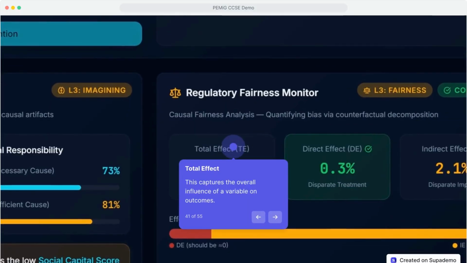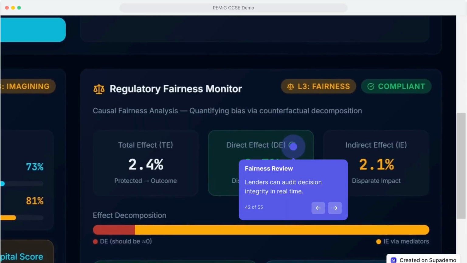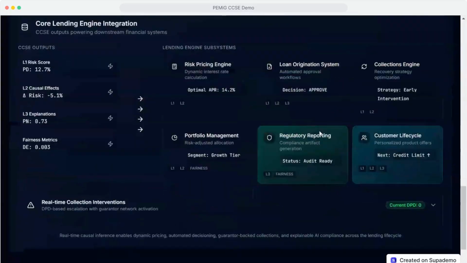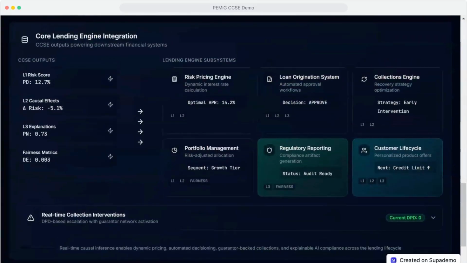Finally, PEMiG tracks the entire customer lifecycle. We continuously monitor, analyze, and adjust risk as the borrower's behavior evolves. This isn't just a one-time risk assessment, it's a living, breathing credit decision system that adapts with every step of the borrower's journey. So there you have it.